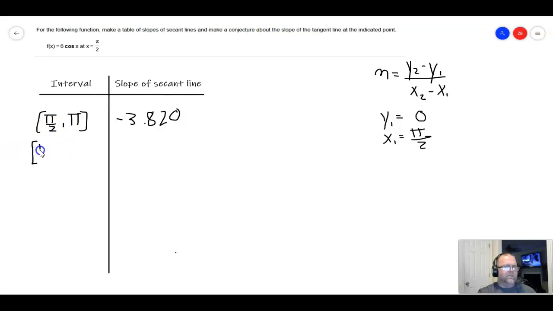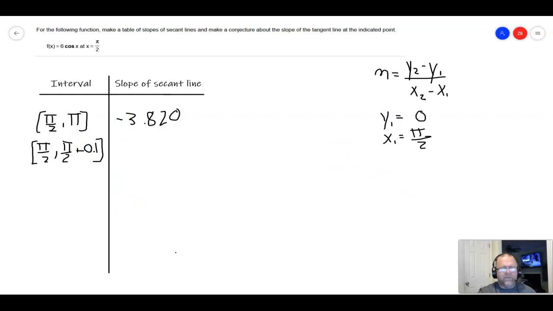So now we're going to go from pi over 2, and the right value we're going to change from pi to pi over 2 plus 0.1. All we're doing here is adding a little bit to it, so our secant line's second value is much closer to pi over 2 than our first x2 value was.